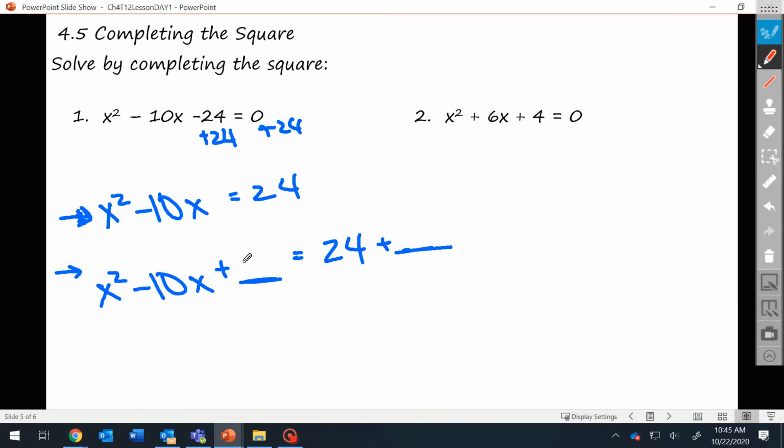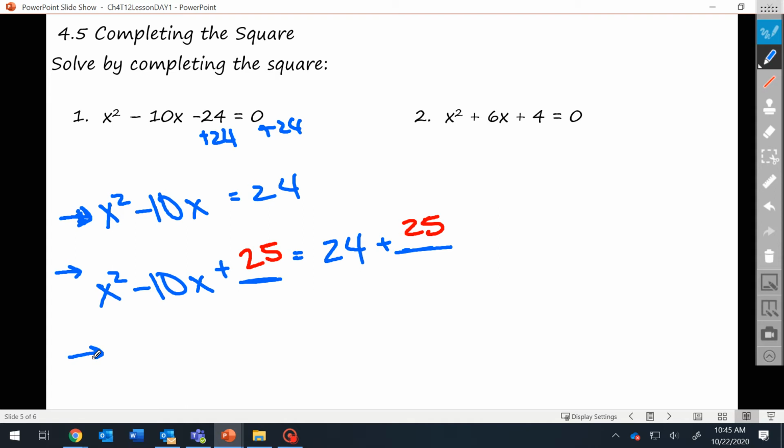Remember, to figure that out, I'm taking half of this middle term and squaring it. So half of negative 10 is negative 5, and negative 5 squared is 25. So I'm adding 25 here to make this a perfect square. I'm also adding 25 here because I've got to do it to both sides.